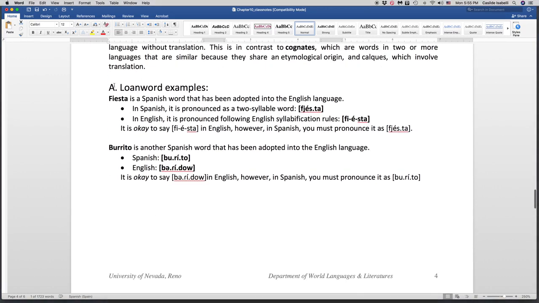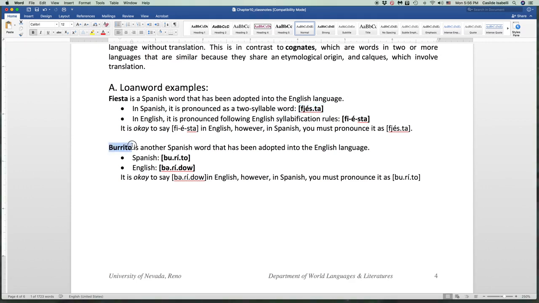We have to watch out for loan words that we have from Spanish. In English, we have fiesta, and we like to break it up. In Spanish it's pronounced as a two-syllable word, llana, fiesta. In English, it's pronounced following English rules. And we say it fiesta. And we kind of break it up like that. That's fine if we're using the word in English context. But you have to be able to know that you have to pronounce it correctly when you're saying it in Spanish as a llana two-syllable word.